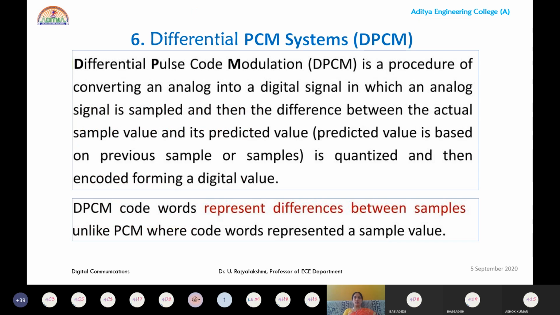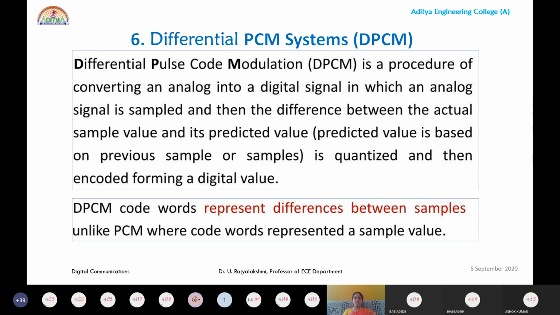Now, this is the principle of DPCM. What will this DPCM do? Instead of converting analog to digital directly, the analog signal is sampled, as in the case of PCM, and the difference between the actual sample value and the predicted value is collected, and the difference bit will be quantized. Instead of quantizing all the bits present in each and every sample, only the difference data bit is collected and quantized, and that whole sequence will be transmitted.